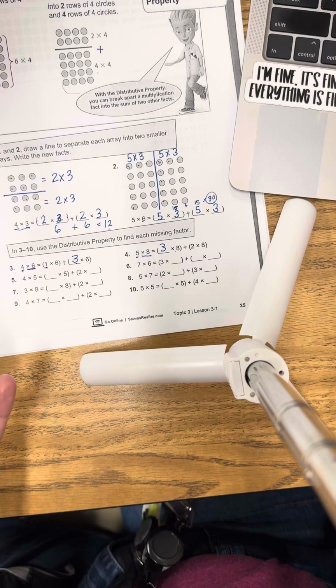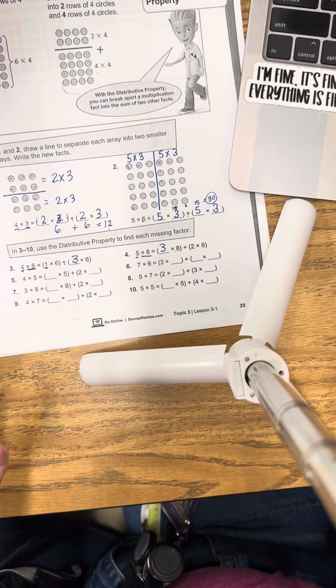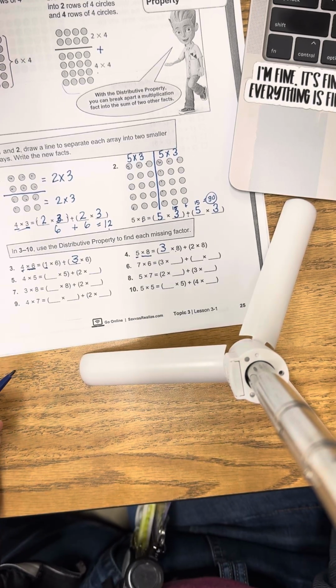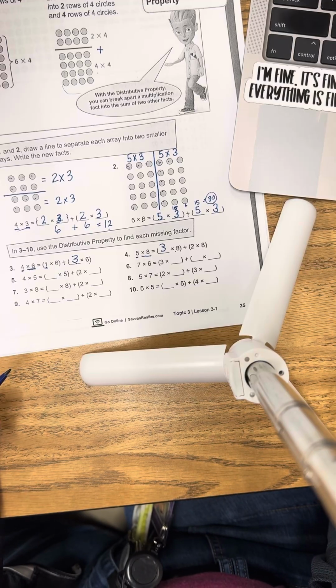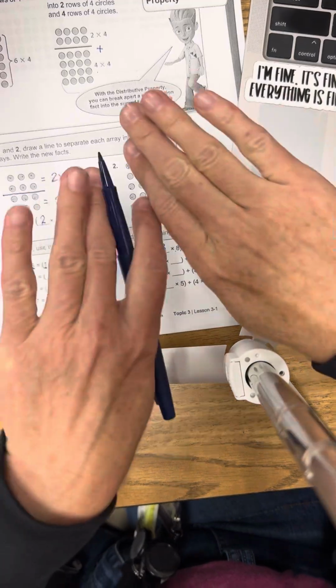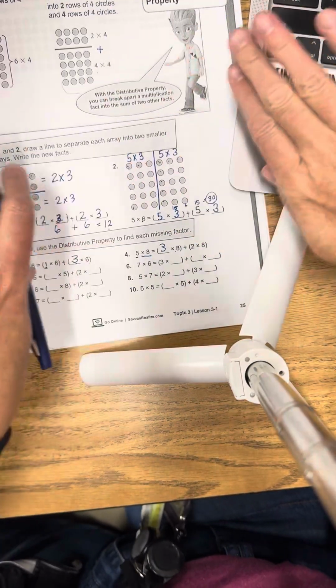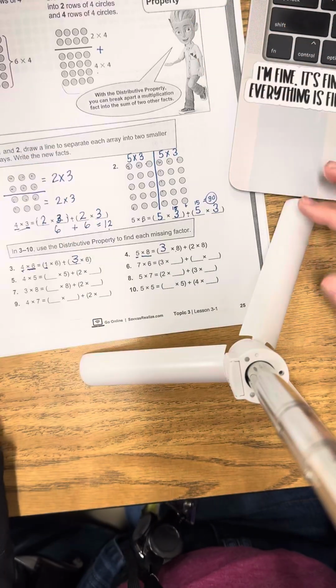You could also have the kids draw an array. Graph paper works best. For that, we've been drawing arrays in class as well to help them understand that we are taking a whole array, splitting it into 2 parts, and then adding them back together to help solve.